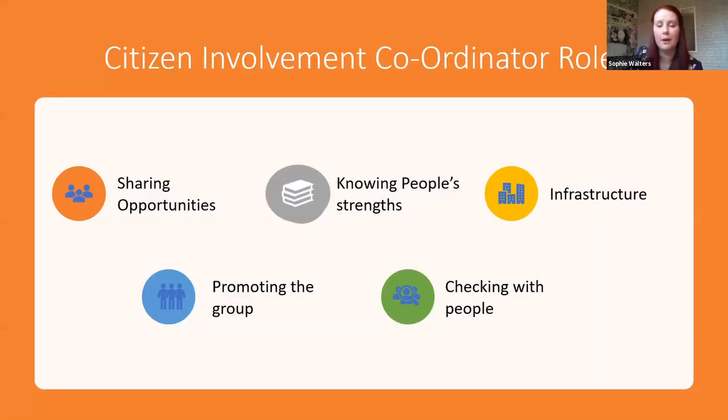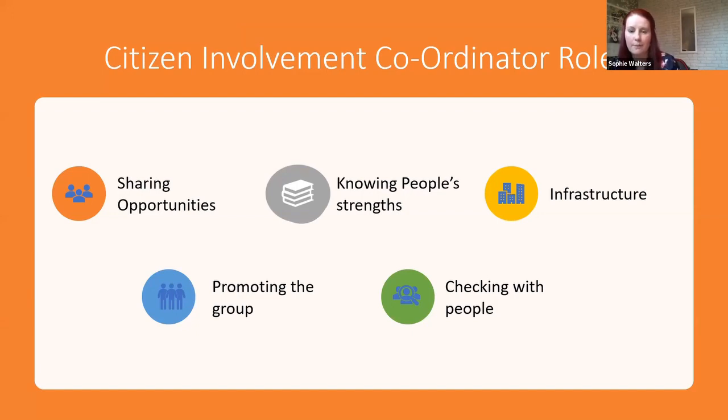So I'm just going to give you a brief overview of my role. Some of the things I get involved in are sharing opportunities amongst the group, trying to do that as fairly as possible. That involves knowing people's strengths and interests, knowing how they want to be involved. We have people that are involved once a year, and people that are involved nearly every week, and it's about working with the person to work out how they want to be involved.